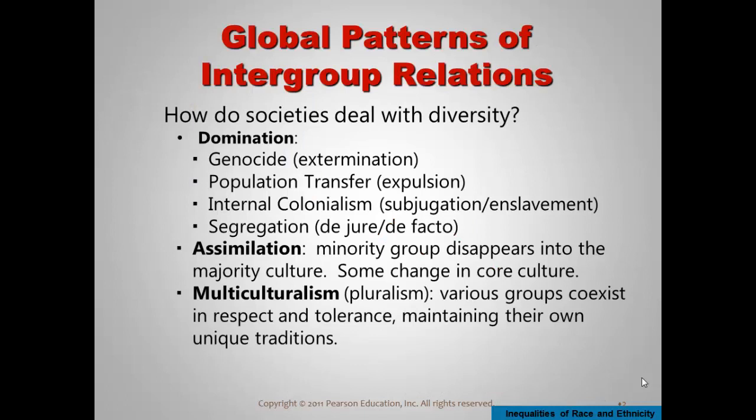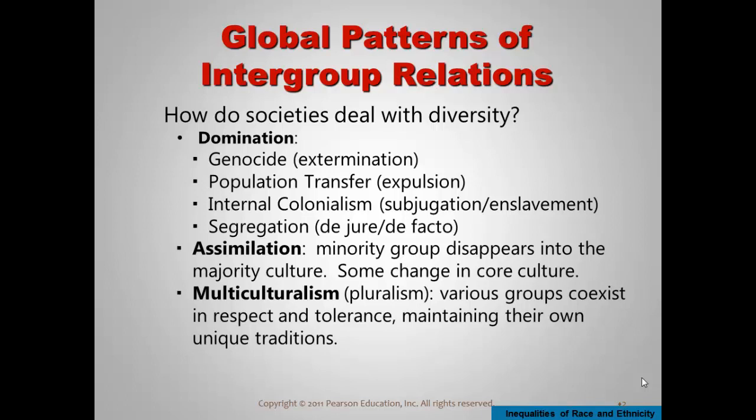So when we look at the issue about global patterns of intergroup relations, this is how do societies deal with diversity. There are different methods that societies employ in order to deal with differences within their population. First, one method of dealing with diversity is for the majority population to dominate the minority groups. There are different ways of doing this, and one of them is genocide. That is just the outright extermination of minority groups. And we've seen instances of that in Europe and in some parts, I believe, of Africa more recently, where the dominant group has just put to death individuals in the minority group.